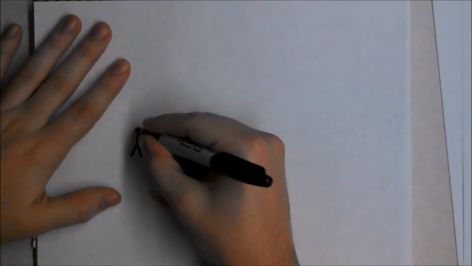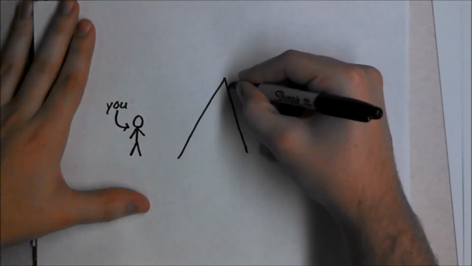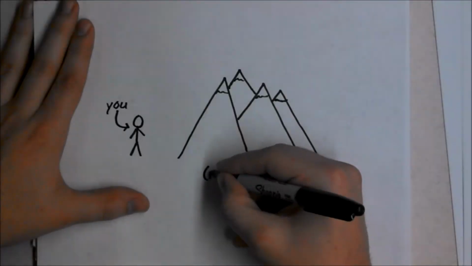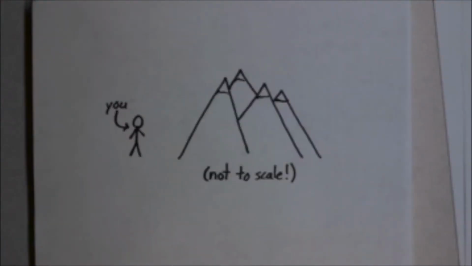This is you, and imagine that you're standing at the base of a mountain range. You have an idea that there's some peaks, but you don't have a three-dimensional idea of where they all are and how high they are. So how could you figure this out?